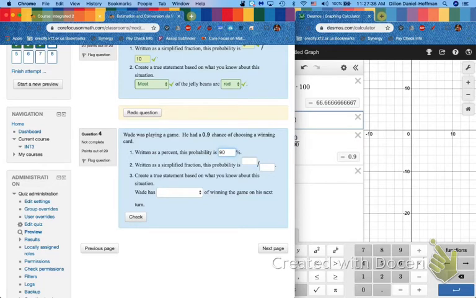All right, 90%. 9 out of 10. I have the same fraction twice, same decimal twice. It's really lucky. Wade has a good chance of winning if 90% is very close to 100.